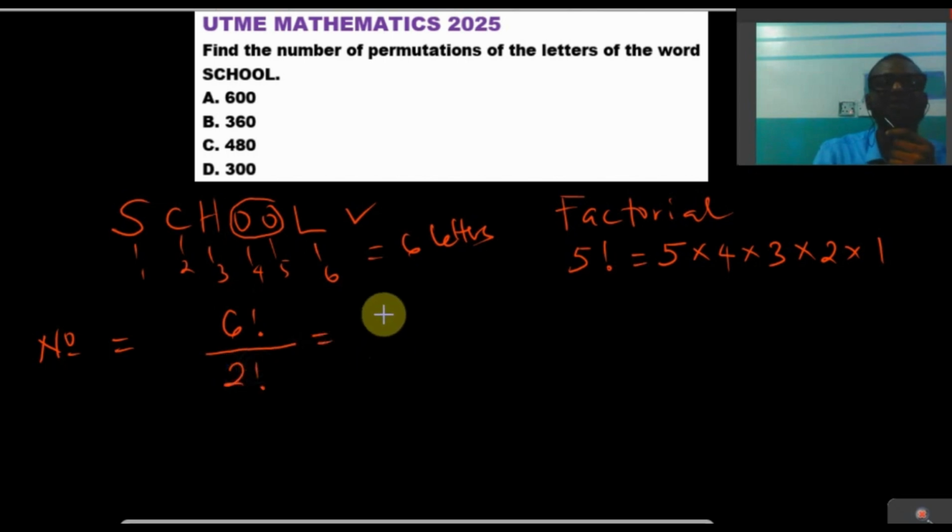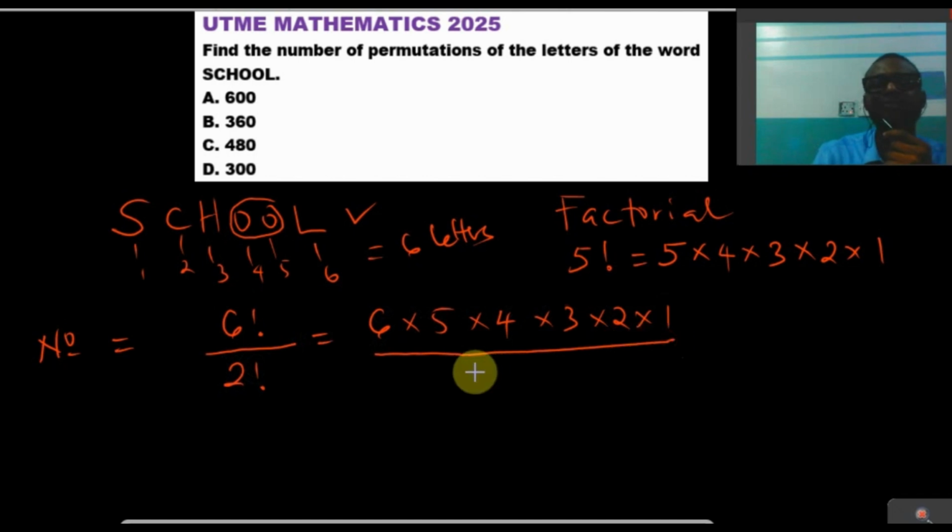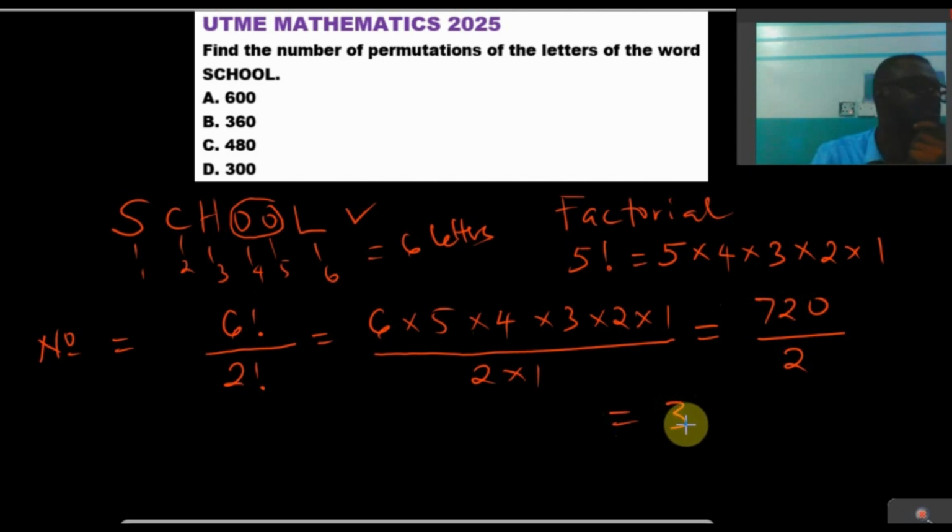So this 6 factorial means 6 times 5 times 4 times 3 times 2 times 1, divided by 2 times 1. 6 times 5 times 4 times 3 times 2 times 1 will give us 720, and 2 times 1 will give us 2. So when you divide, your answer will be 360 ways.